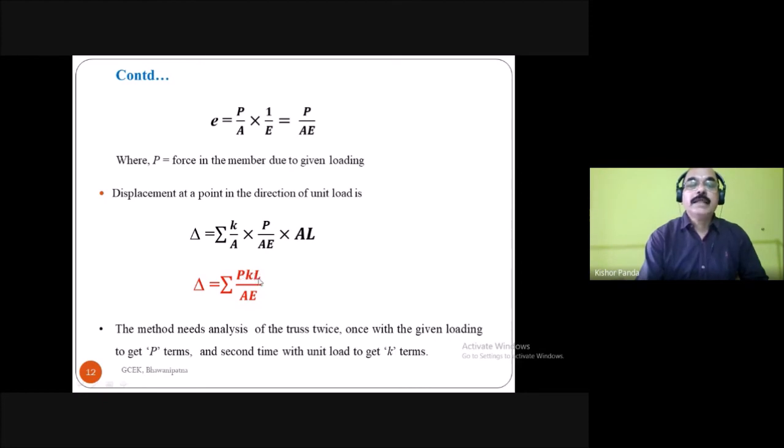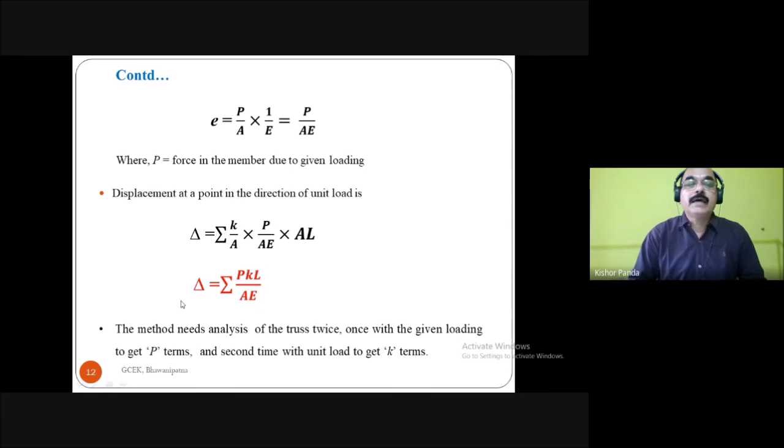Then you know the length of the member, the area of the cross section of the member, and the modulus of elasticity. Then you can find out the displacement at a point in the direction of unit load. Where you need the deflection, at that point you have to apply the unit load.